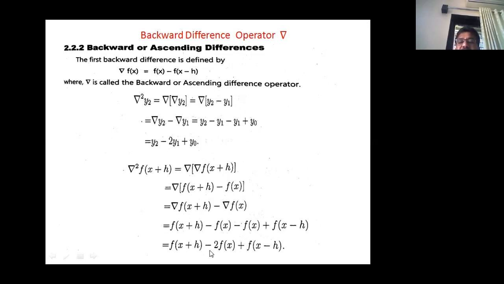And then adding the middle two terms, what do we have? f(x+h) minus 2f(x) plus f(x−h). So this is del square f(x+h). In this way, we can also find del square f(x+2h), del square f(x+3h), or del square f(x). So actually, del square f(x+h) means y1. Y1 is actually f(x0+h).